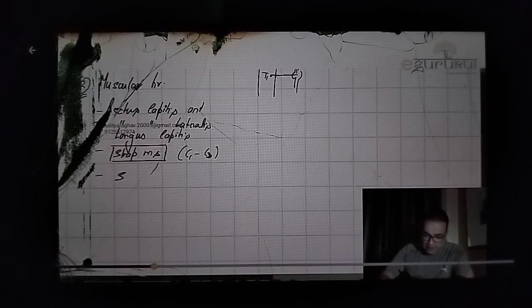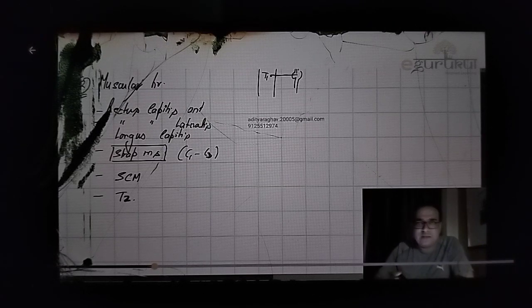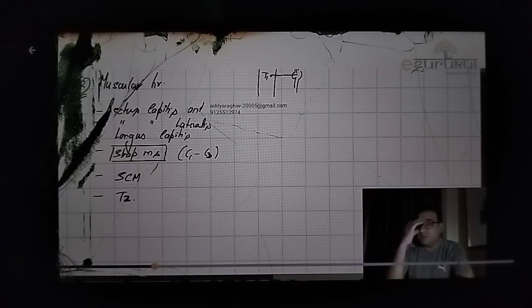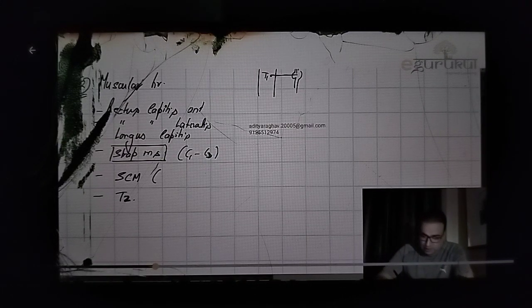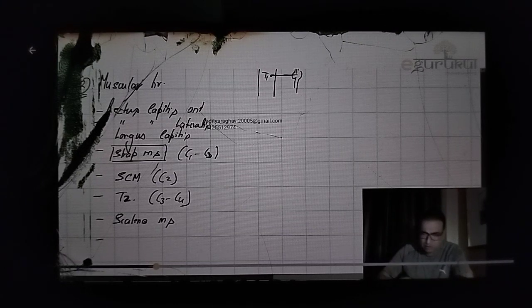Then another important muscle I would say is the sternocleidomastoid and the trapezius. Sternocleidomastoid and trapezius are supplied by the spinal accessory nerve. Fine, we know that. But guys, the spinal accessory nerve is a motor nerve. Proprioceptive information from the sternocleidomastoid and trapezius is carried by the cervical plexus only. Sternocleidomastoid by the C2 nerve, and trapezius by C3, C4. Then we have the scalene muscles. The scalene muscles are also supplied by the cervical plexus. Again, the root value is not important at all.